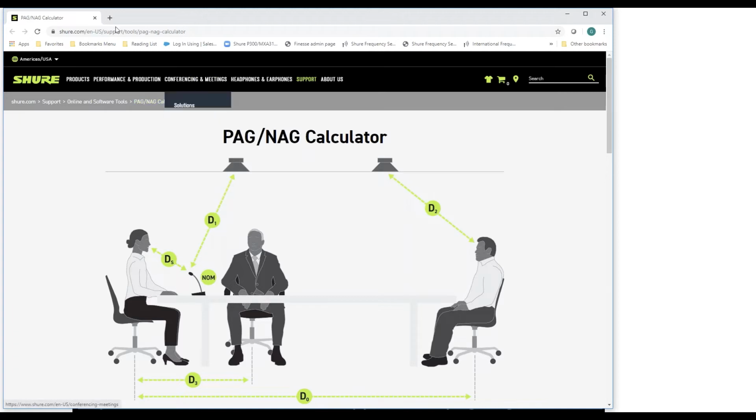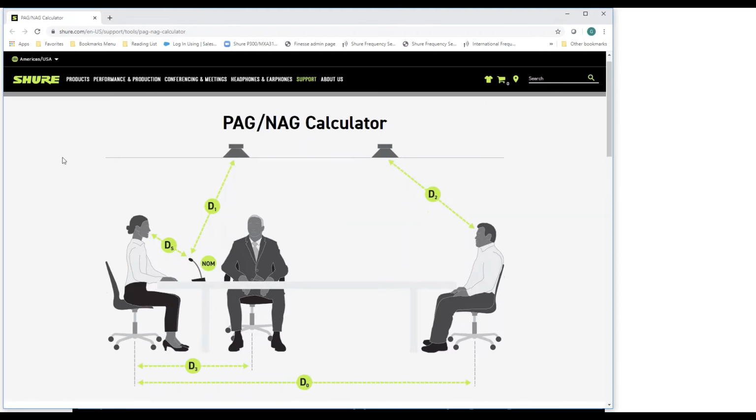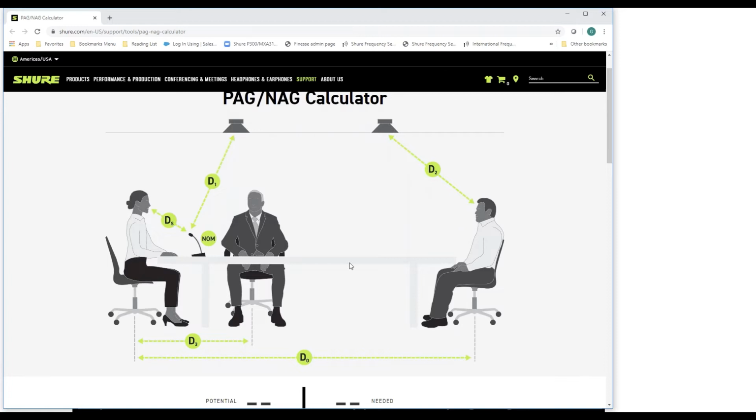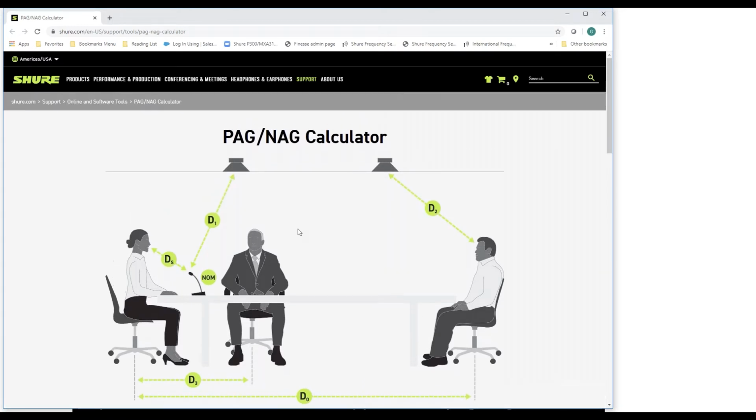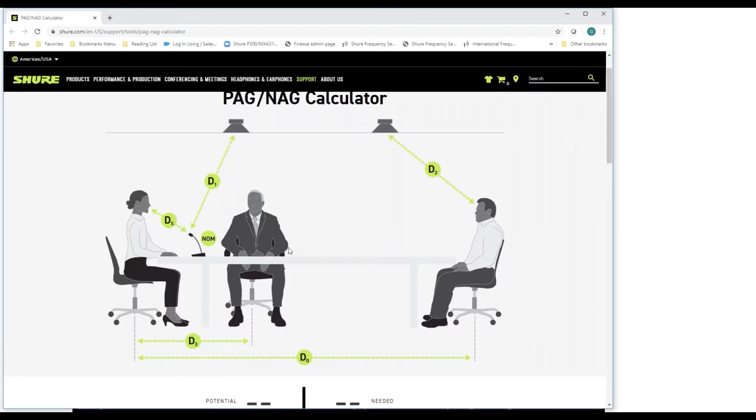Excellent. Okay, so here you can see the link at the top, but it's also available on Shure.com under support, online and software tools, the PAG NAG calculator. Now, again, this shows a meeting room environment, but it doesn't really matter what your environment is. The math holds no matter what. You just have to plug in your distances.